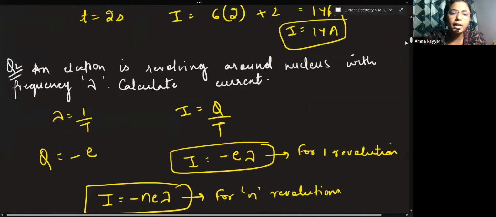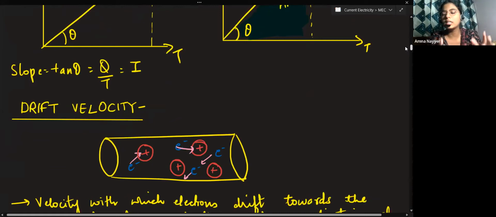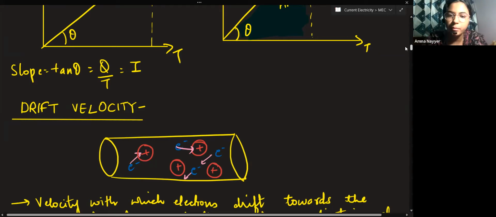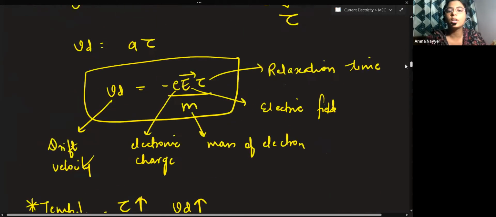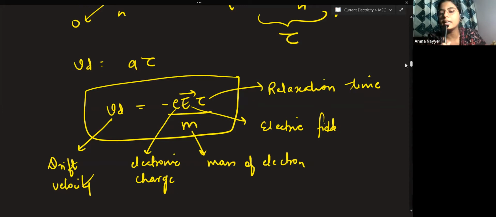Then we had discussed drift velocity. Drift velocity is the average velocity of all the electrons, because of which electrons are drifting towards the positive terminal under the application of an electric field. We derived a formula for it, which is minus e E tau by m. Here e is the electronic charge, E is the electric field, tau is the relaxation time, and m is the mass of the electron.